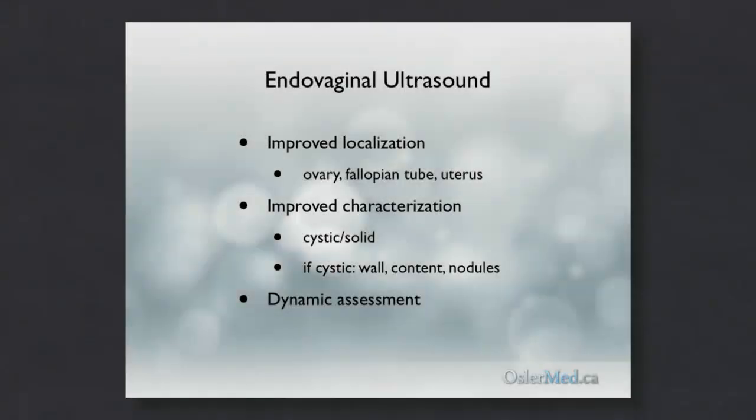Some of the advantages of endovaginal ultrasound over transabdominal ultrasound is that it offers improved localization of the mass to the ovary, the fallopian tube, or uterus, improved characterization of the mass as cystic or solid, and if cystic, a very detailed assessment of the cyst content, but also very importantly of the cyst wall, looking in particular for mural nodules, particularly vascular mural nodules. Endovaginal ultrasound also offers a dynamic assessment, which I will demonstrate here.